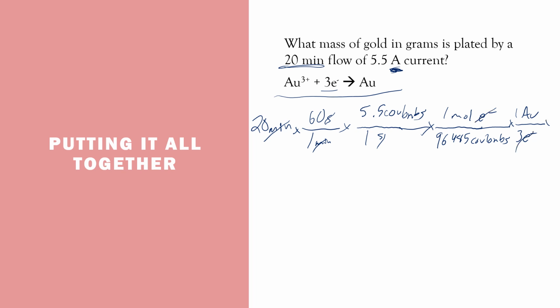My last step is I want to change to grams because it's asking about mass. So I just need to use the molar mass of gold, which is 196.96 grams per mole. So our moles cancel now. I would do all of this together: 20 minutes times 60 times 5.5 divided by 96,485 divided by 3 times 196.96. All of that all at once, and you get 4.5 grams of gold.